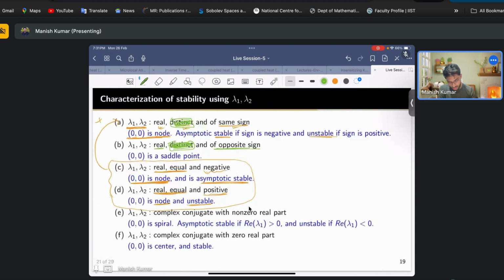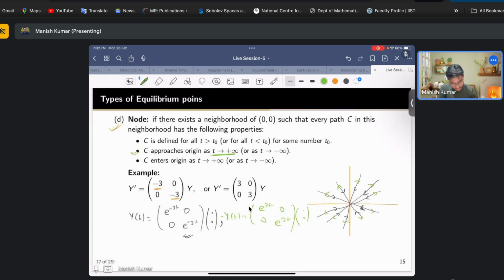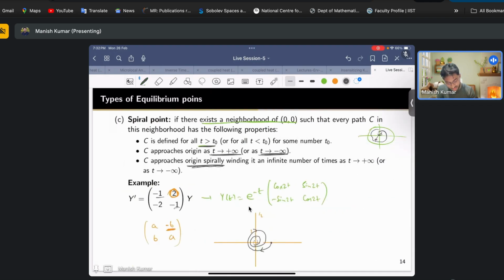Now let us come to the complex eigenvalues. If the eigenvalues are complex with a non-zero real part, then we'll have a spiral kind of thing. It will be clear from here itself. Suppose you put this as 0, that means this is gone. Then in that case the curve would be just a circle, right?